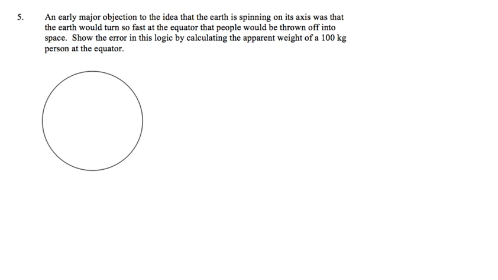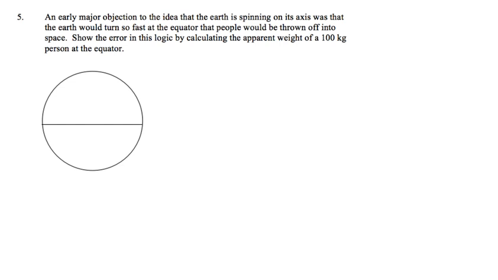In this problem, it says an early major objection to the idea that the Earth is spinning on its axis was that the Earth would spin so fast at the equator, so the equator is going to be right here. It spins so fast at the equator that people would be thrown off into space.